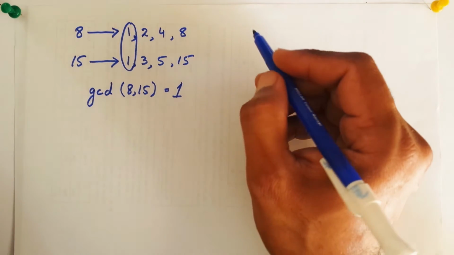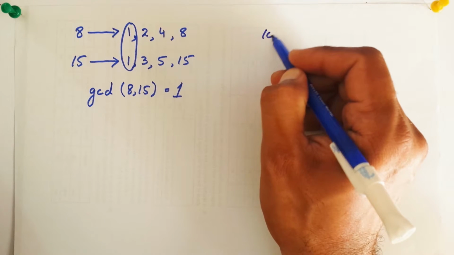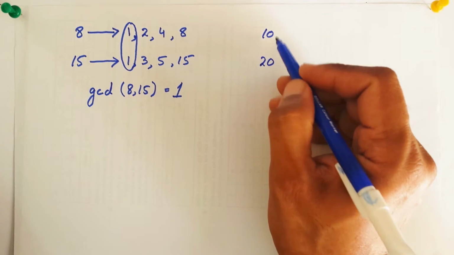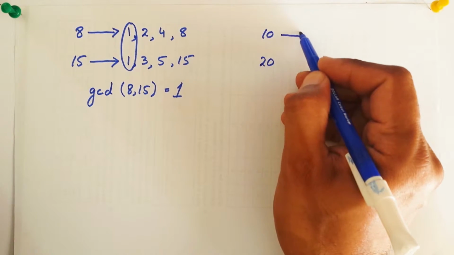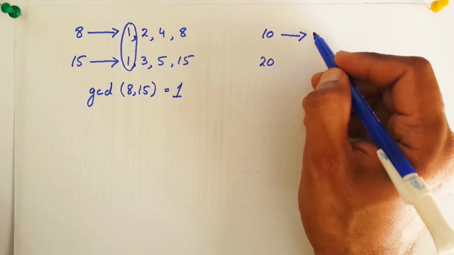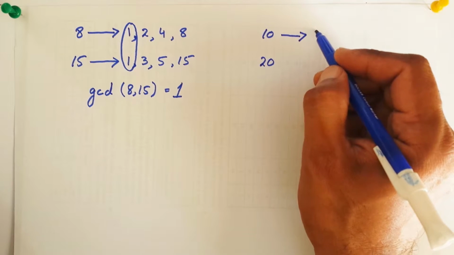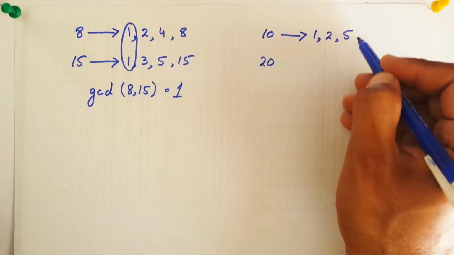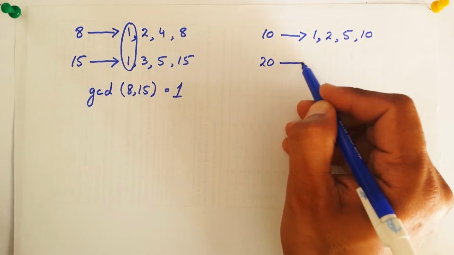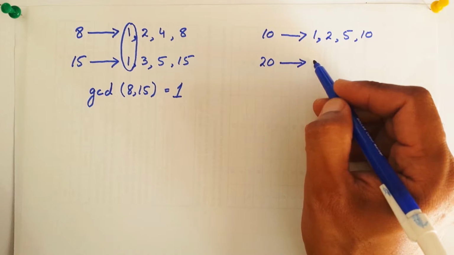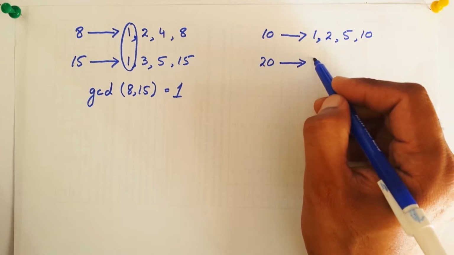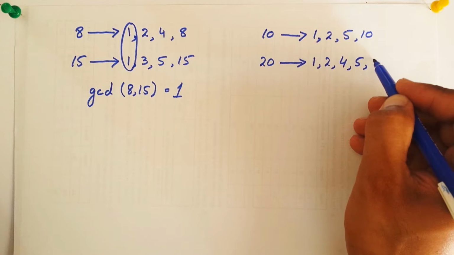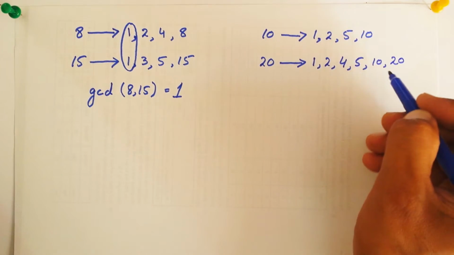Similarly, let us take another example, 10 and 20. We check whether 10 and 20 are relative prime numbers or not. First we write all factors and divisors of 10 and 20. Here I am going to write all divisors of 10, which are 1, 2, 5 and 10. And here the divisors of 20, or factors of 20, are 1, 2, 4, 5, 10 and 20.